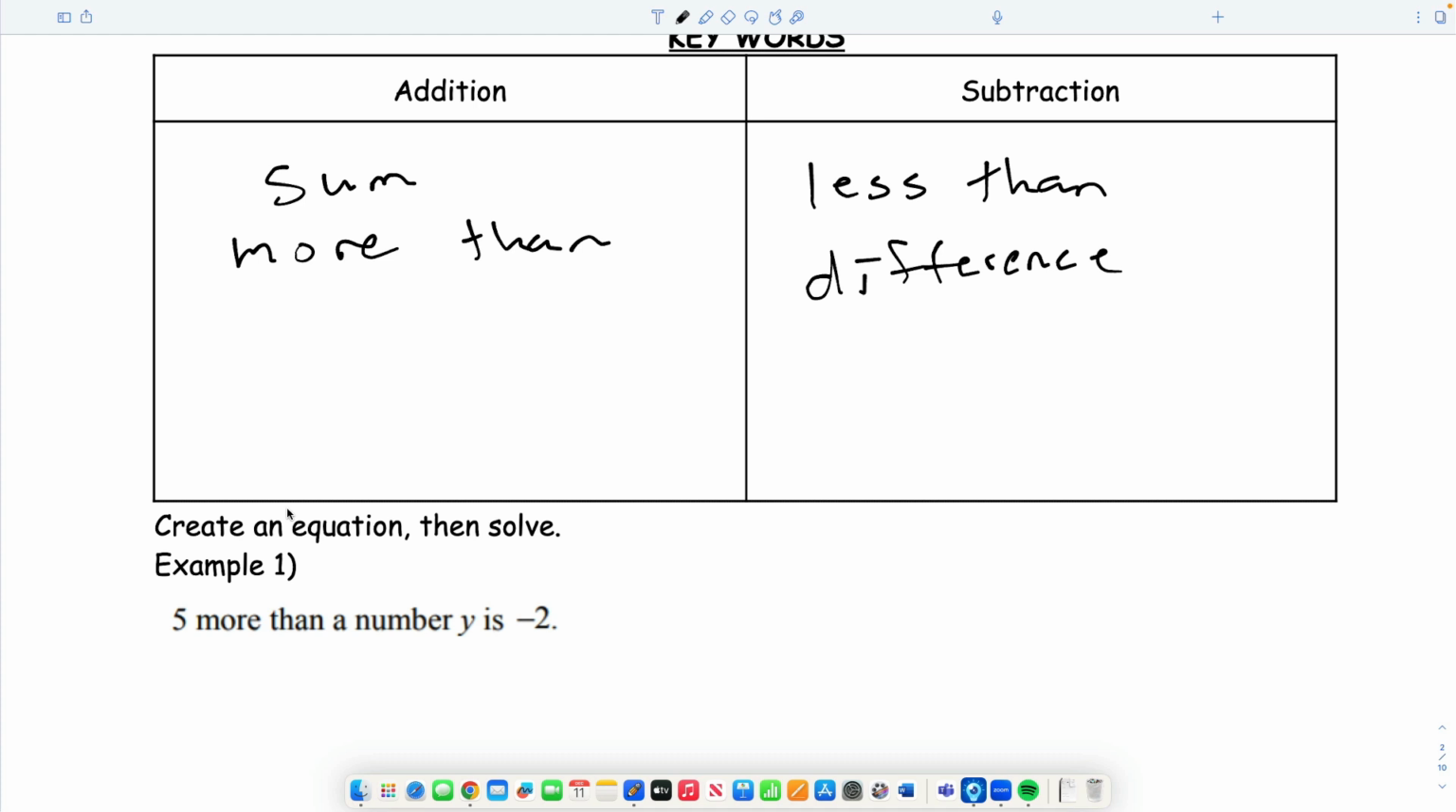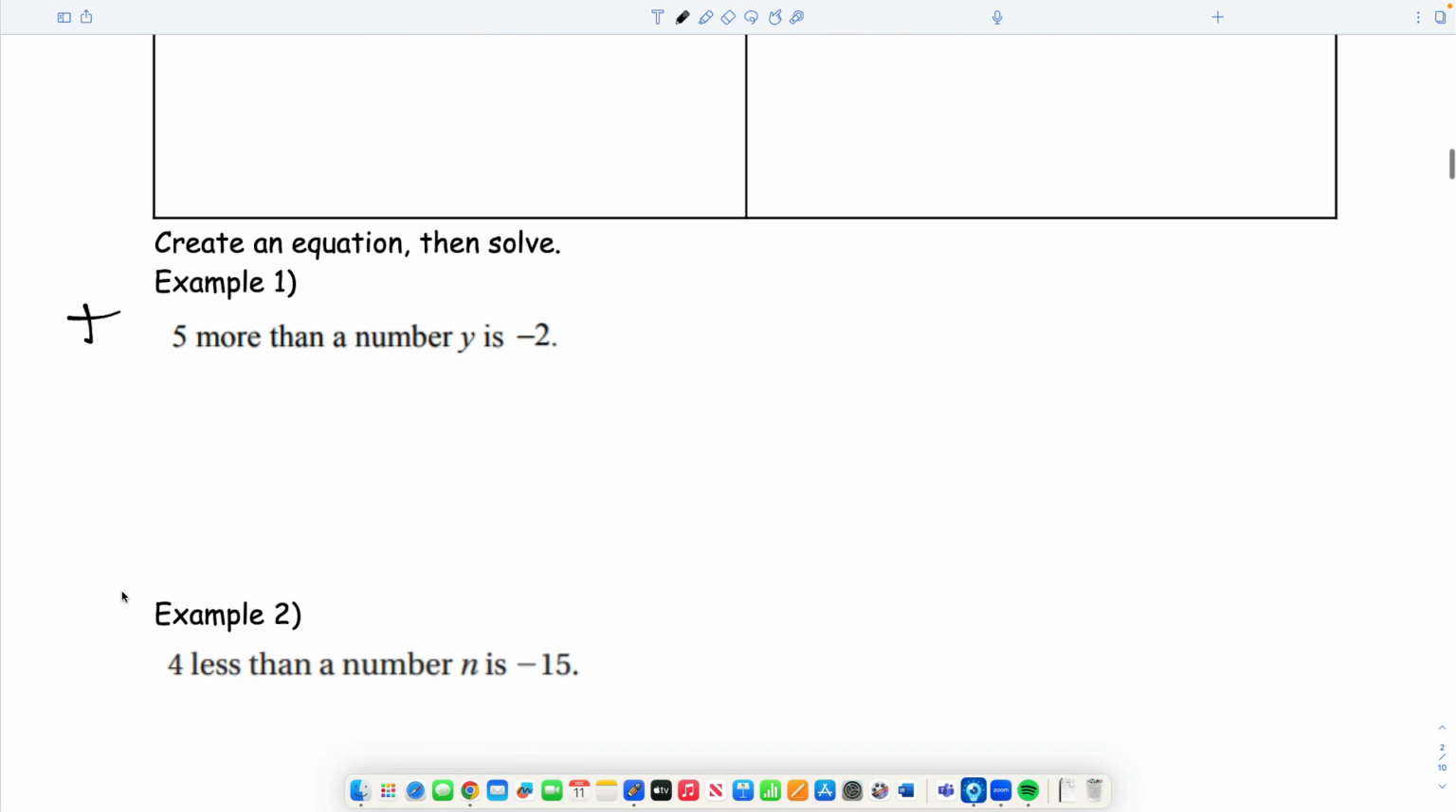Paxton, what keyword do you see? I see more. More than the what? And more than means what? Add or subtract? Add. If I have 5 more donuts than 10, how many donuts do I have? 5 more than 10 is 5 plus 10. So we're going to add these.